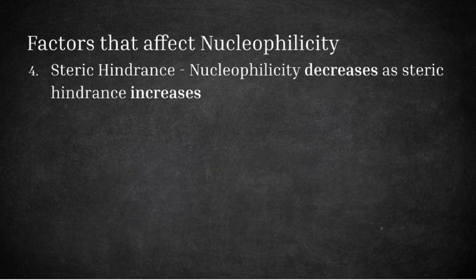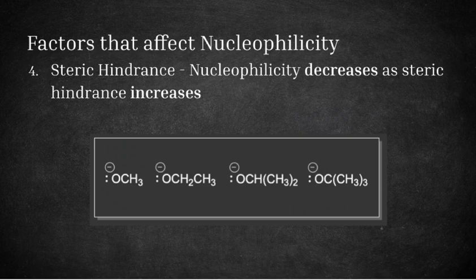The final factor to consider is steric hindrance. Nucleophilicity decreases as steric hindrance increases. In other words, the bulkier a nucleophile is, the slower its reaction rate, and consequently, the lower its nucleophilicity. Comparing the following alkoxides, methoxide, which is the least bulky, would be the best nucleophile, while tert-butoxide, which is the most bulky, would be the poorest nucleophile. We will revisit the utility of bulky bases, particularly tert-butoxide, in a later video.